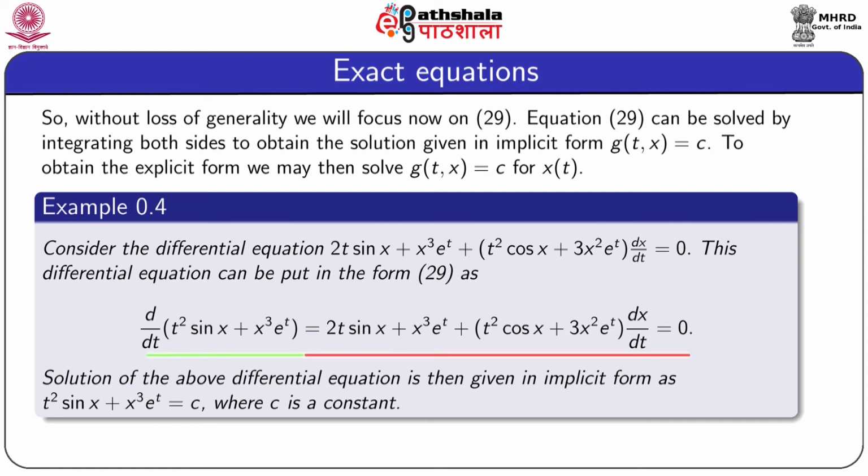you will get 2t sin x plus x³ e^t plus t² cos x plus 3x² e^t dx/dt equal to 0, which is actually the expression for the differential equation of the given problem. Hence, the solution of the given differential equation is t² sin x plus x³ e^t equal to c, where c is the integrating constant.